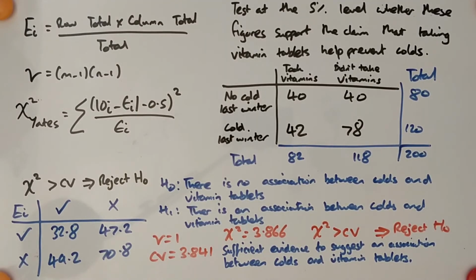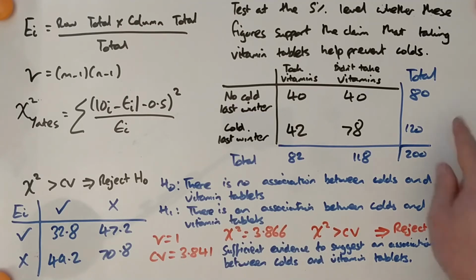I've noticed that in the previous examples I didn't actually write what H0 or H1 is. So H0 and H1 is always: H0 is no association, H1 there is an association. And always in context.